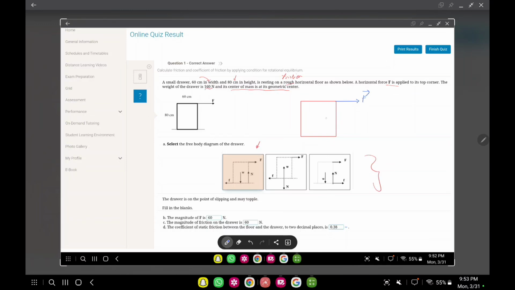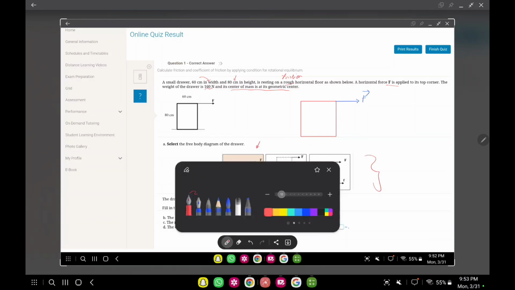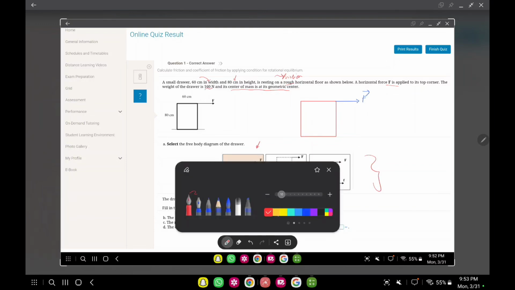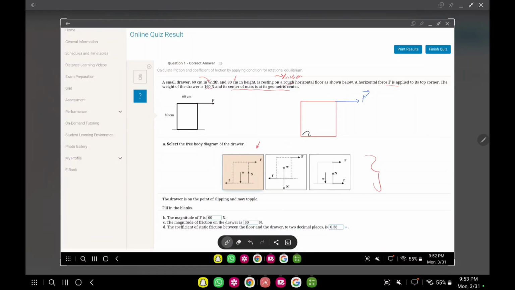What are the other forces that are acting on the box? First, we said that there's friction. As soon as you're pulling it to the right, the friction is going to oppose it in the opposite direction, right? So this is the first thing. The second thing, they told us its weight is 160 newtons.